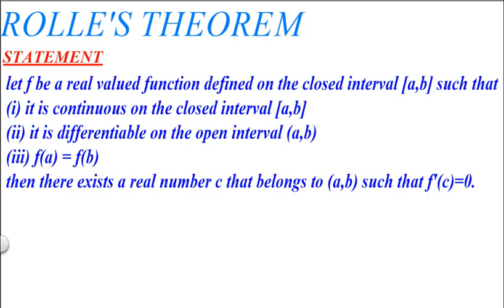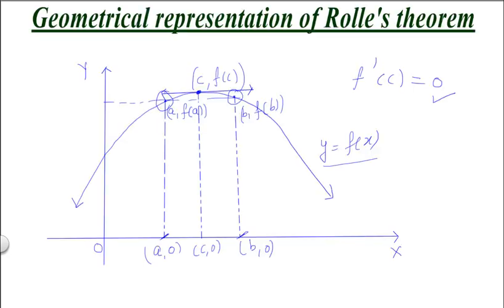Now I have explained this just algebraically. We'll go with the geometrical interpretation to have a clearer idea of what the statement means. In the geometrical interpretation, just have a look at the graph. Here a function is given, y equal to f of x, right? And then we have taken the interval from a to b. You observe carefully. Now you see f of a and f of b are exactly equal values.